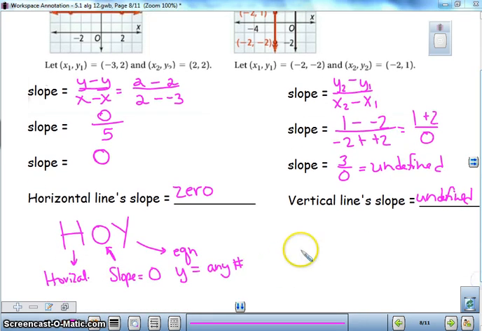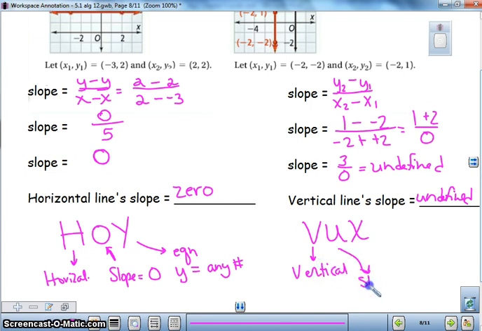Now again, another phrase that can help us, if you write down, is V, U, X. I'm sure you can guess at this point the V is vertical. The U is because our slope is, yes, you guessed it, undefined. And the X is for the equation of the line. Our equation is always going to be x equals any number. And we will always have a vertical line.